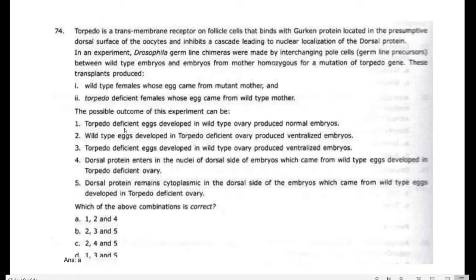Torpedo deficient eggs developed in a wild type ovary produced normal embryos, and wild type eggs developed in a torpedo deficient ovary produced ventralized embryos. Another option is Dorsal proteins enter into the nuclei of the Drosophila embryos which came from the wild type eggs developed in the torpedo deficient ovary. These are all the correct answers.